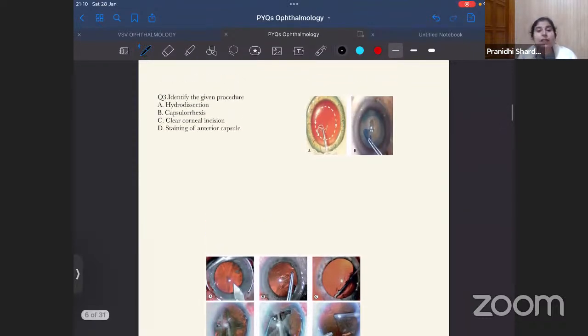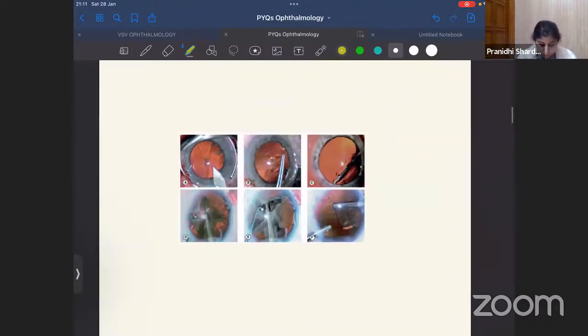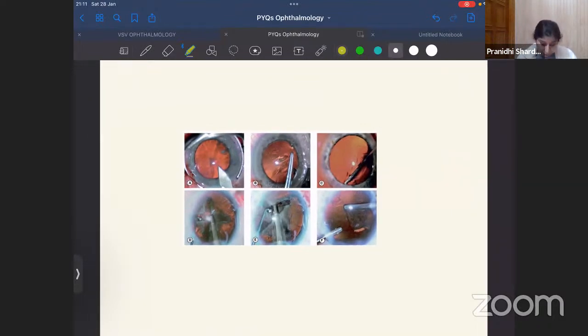Now, which step is being shown in the image? This image shows the capsulorhexis. This is a flap in the anterior chamber showing capsulorhexis. Now, these are the steps of phacoemulsification. First is the clear corneal incision. This is the capsulorhexis. This is hydrodissection. We are separating the nucleus from the cortex with the help of a wave of fluid. This is hydrodissection.